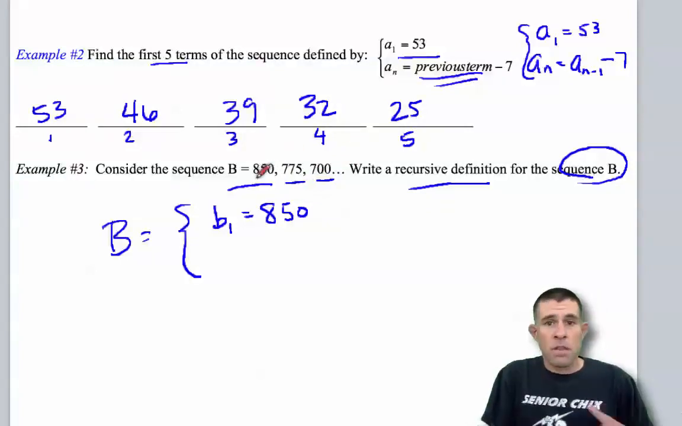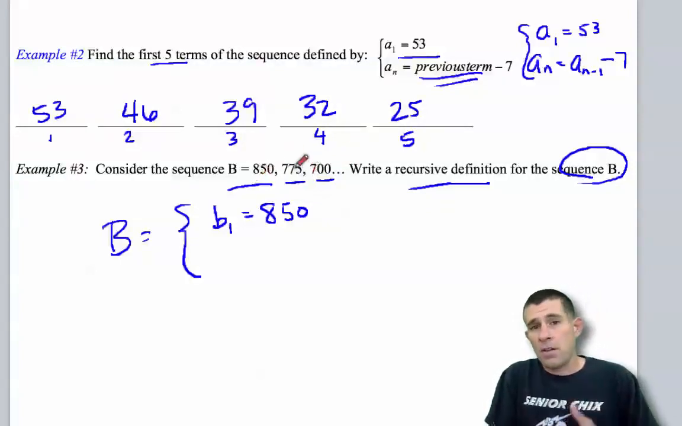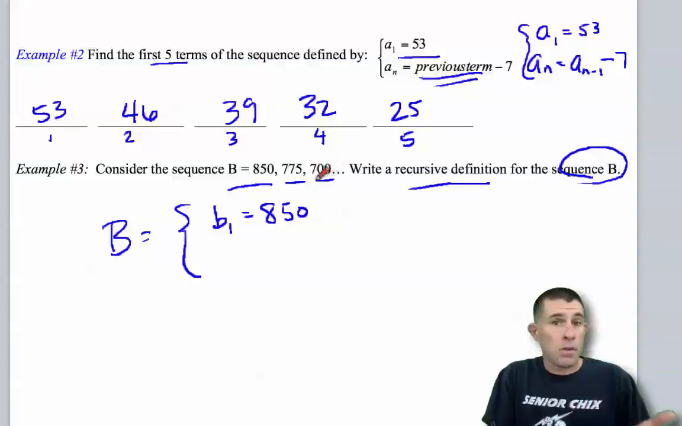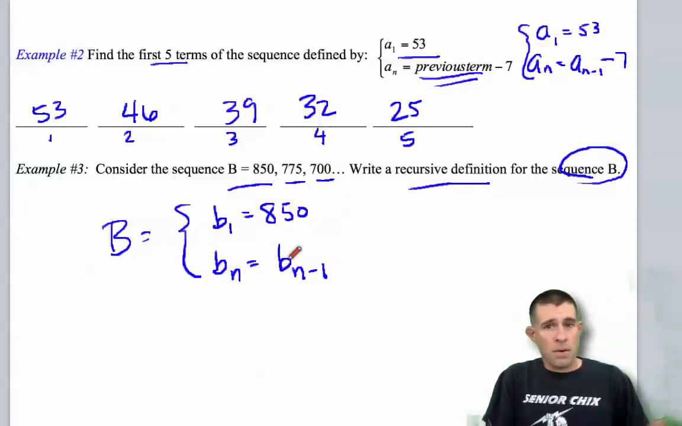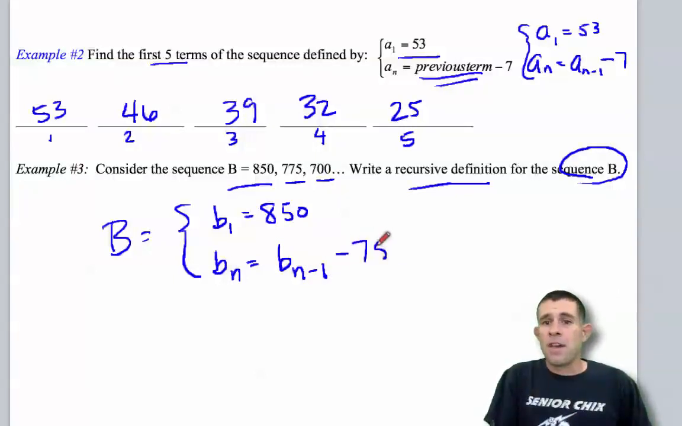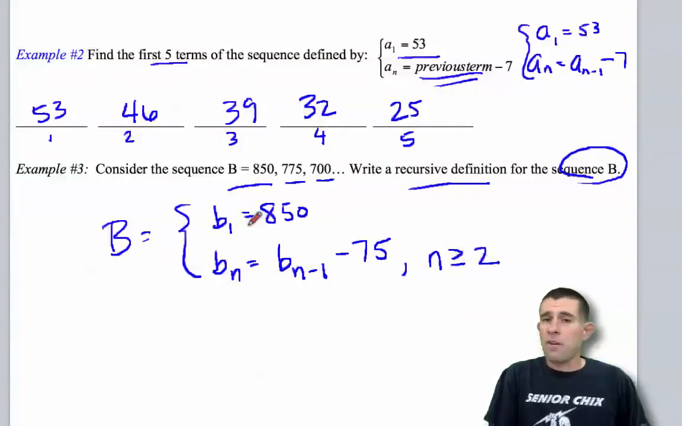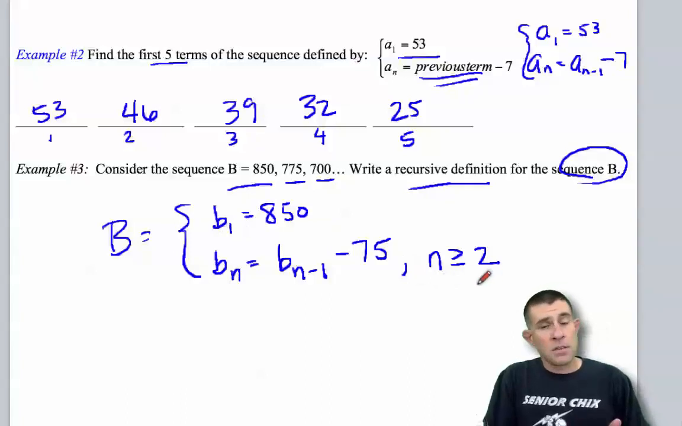Now, let's take a look at the pattern here. What are we doing? To go from 850 to 775, to go from 775 to 700, it looks like we're reducing each term. Now, I think we're going down by 75, so we can say that the next term is equal to the previous term, B sub n minus 1, minus 75. And we'll define this over the range where n is greater than or equal to 2, because we already have our first term, so we'll start at our second term and go from there.